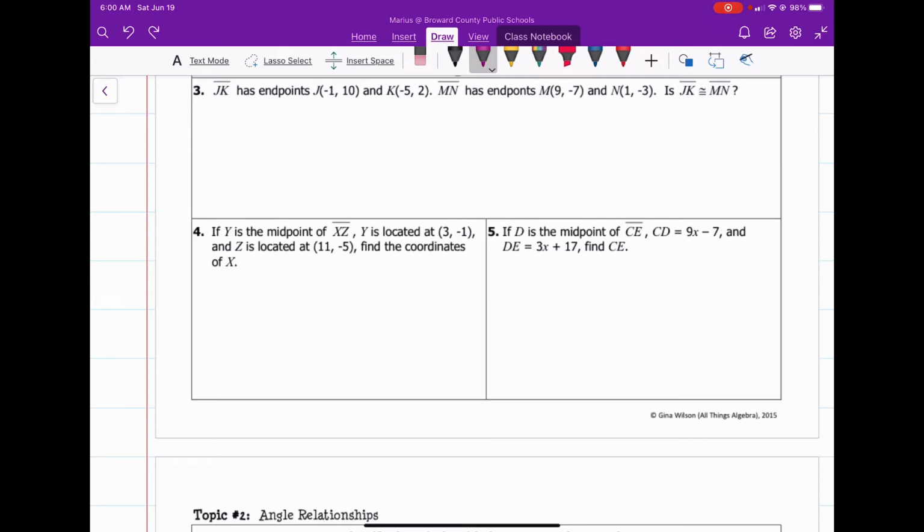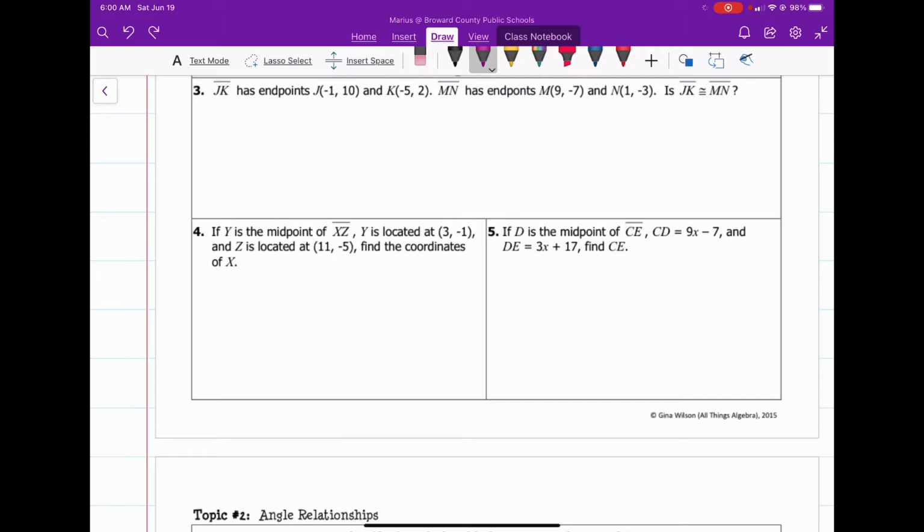Number 3 reads, line segment JK has endpoints J(-1, 10) and K(-5, 2). Line segment MN has endpoints M(9, -7) and N(1, -3). Is line segment JK congruent to line segment MN?